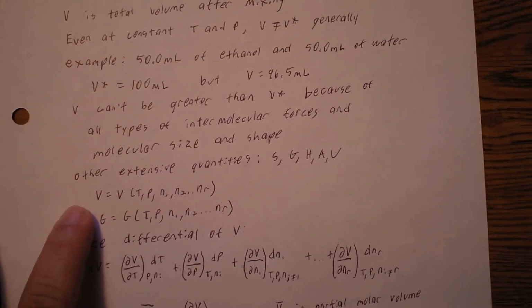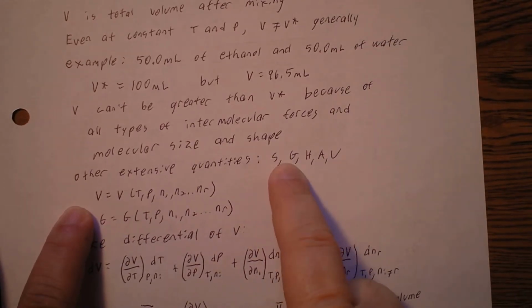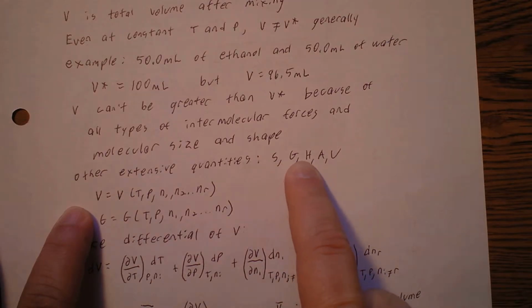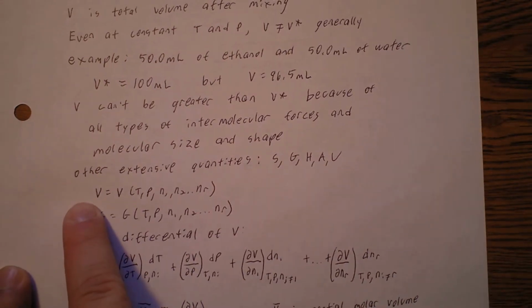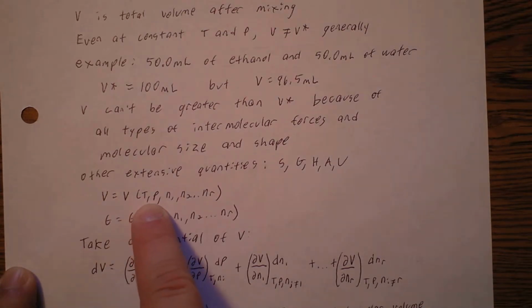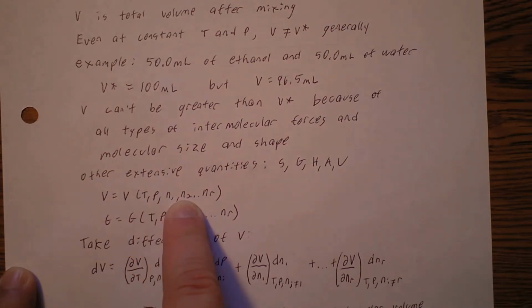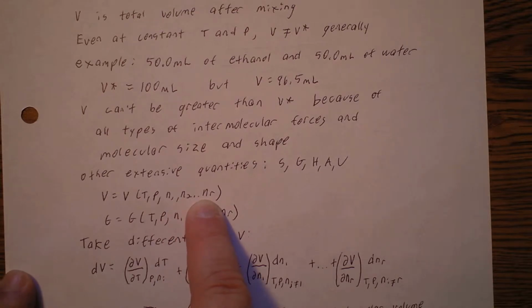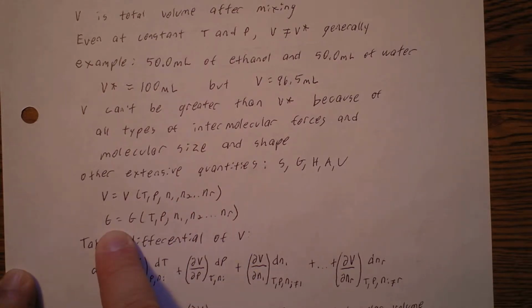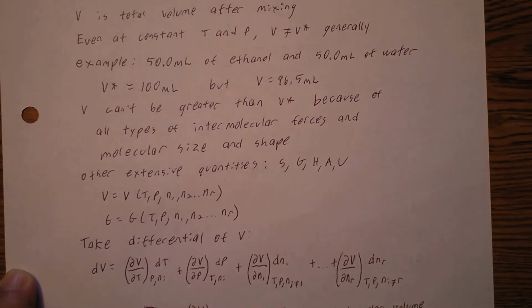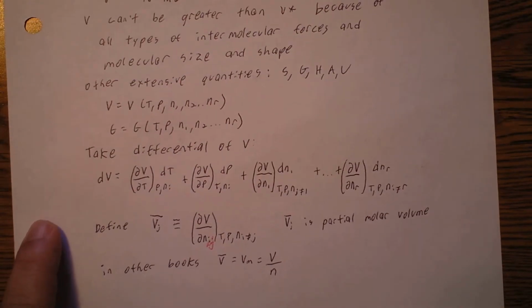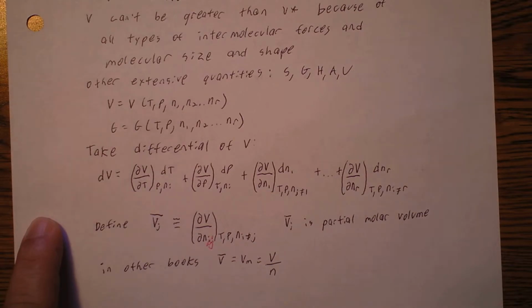Now, there are other extensive quantities we've learned before: S for entropy, G for Gibbs free energy, H for enthalpy, A for Helmholtz energy, U for internal energy. So remember, we could write volume as a function of the temperature, the pressure, and the number of moles of substance 1, the number of moles of substance 2, etc., to the number of moles of substance R. And likewise, we could write the Gibbs free energy as a function of the temperature, pressure, number of moles of substance 1, number of moles of substance 2, etc., all the way to number of moles of substance R, if we have R substances. Now we're going to write the differential form of V.